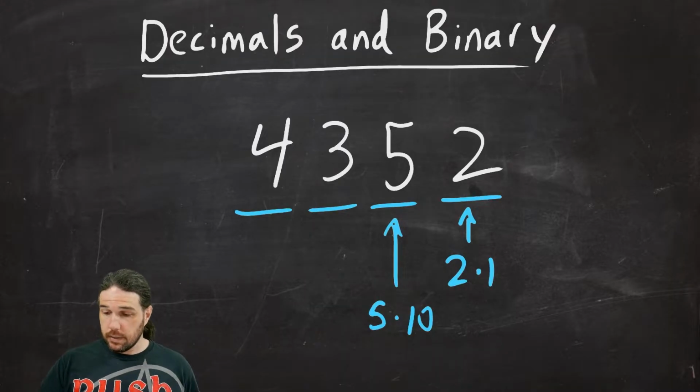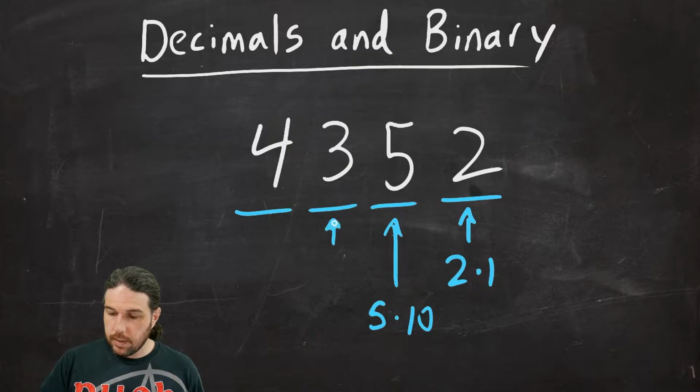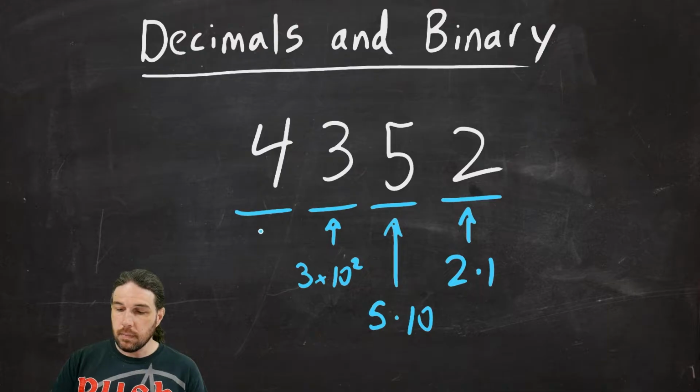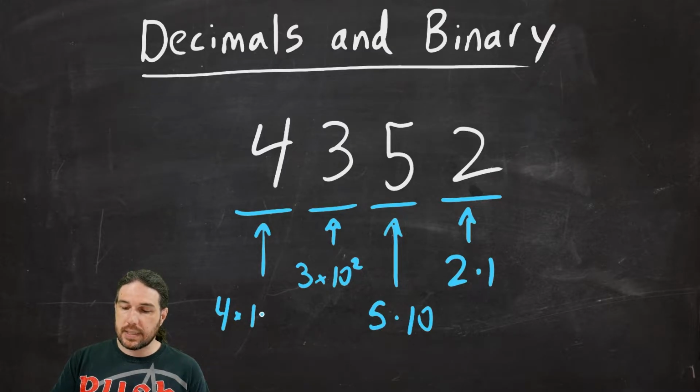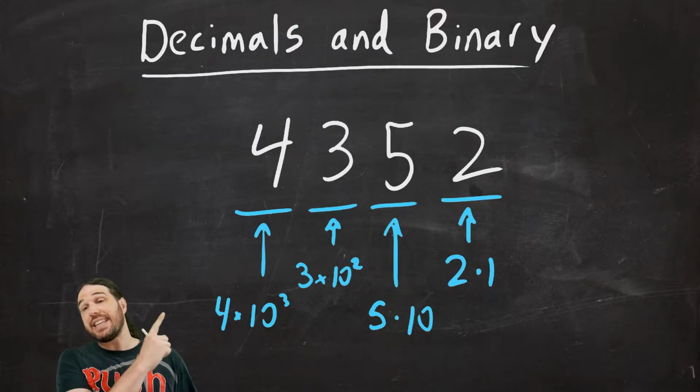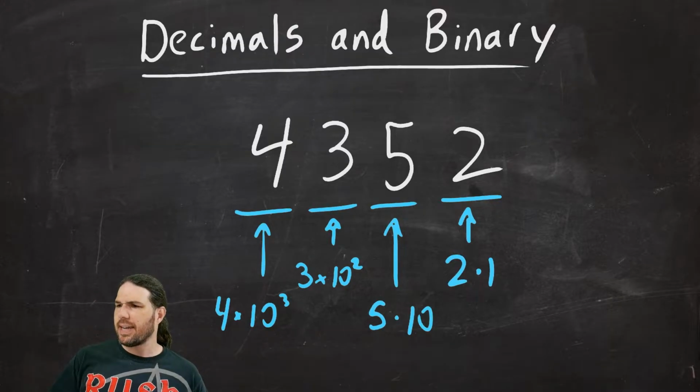This 3 here is the hundreds place, so it's 3 times 10 twice. Times 10 to the second power, right? That is 100. 10 times 10 is 100. The thousands place, we could say, is 4 times 10 to the third power, right? 10 times 10 times 10 is 1,000. That is the thousands place. Yes, I see that I am sort of bouncing back and forth between little X's and dots for my multiplication.